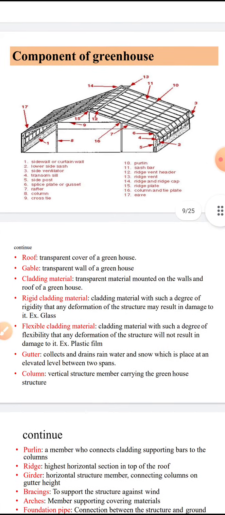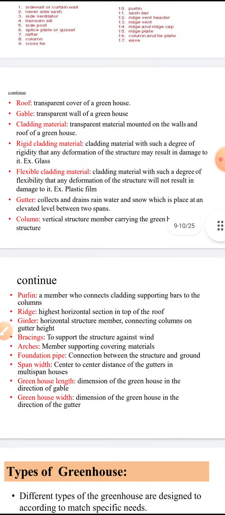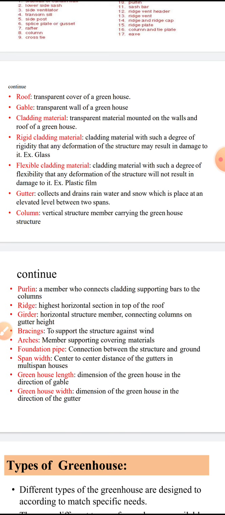Here we can study these components in detail. First is a roof. Roof is a transparent cover of greenhouses. Then gable, the transparent wall of greenhouses. Then cladding material is transparent material mounted on the wall and roof of the greenhouses. Then rigid cladding material. It is a cladding material with such a degree of rigidity that deformation of the structure may result in damage to it, for example glass and another structure. Then flexible cladding material, with such a degree of flexibility that deformation of the structure will not result in damage, meaning it is a plastic film.